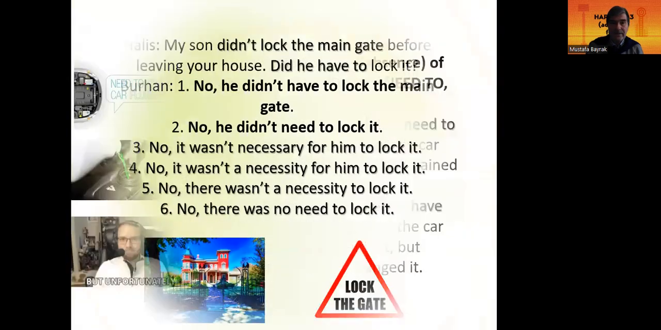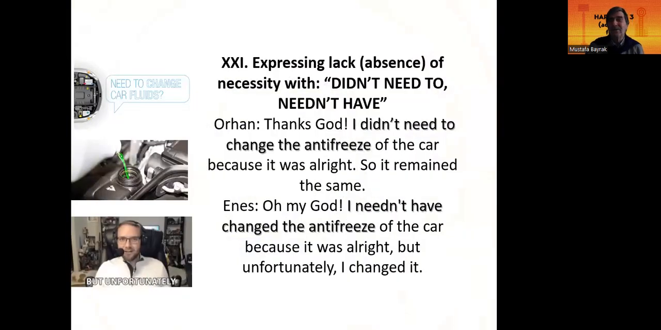So what does the gift say? But unfortunately, I changed it and I wasted my money. I wasted the antifreeze. Besides, I wasted my money.